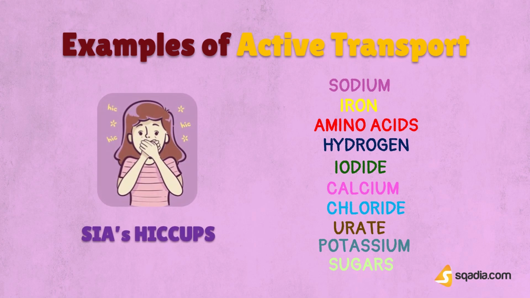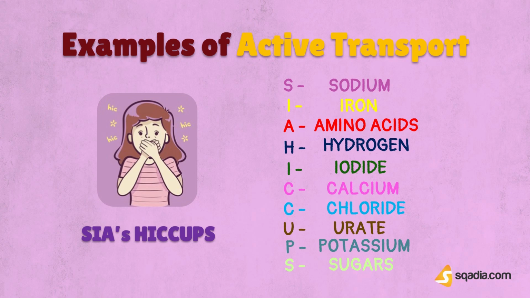C as hiccups. S for sodium. I for iron. A for amino acids. H for hydrogen. I for iodide. C for calcium. C again for chloride. U for urate ions. P for potassium. And lastly, S for sugars.